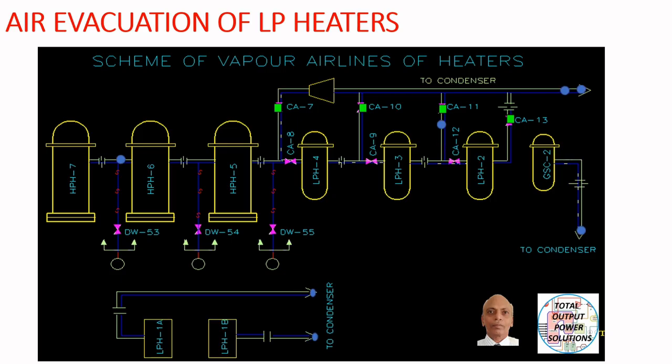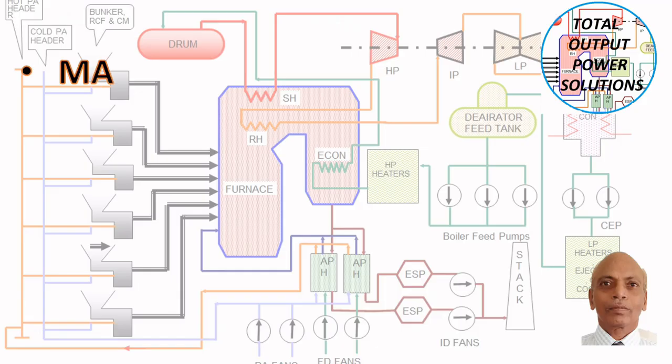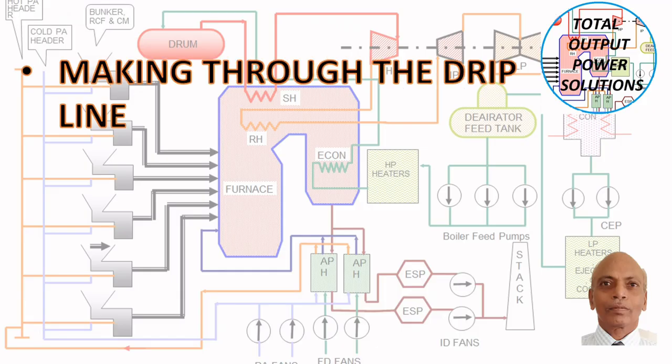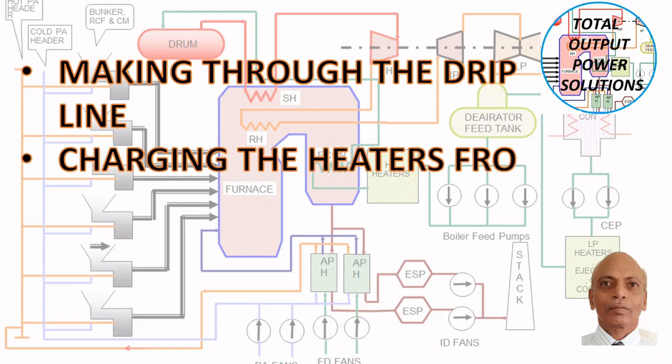First we will be making the drip line, then charging the heaters from the steam side, and then starting the drip pump for mixing the condensate into the condensate line. These are the three activities that we will be carrying out.